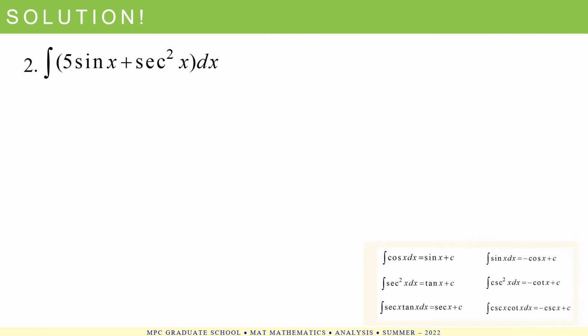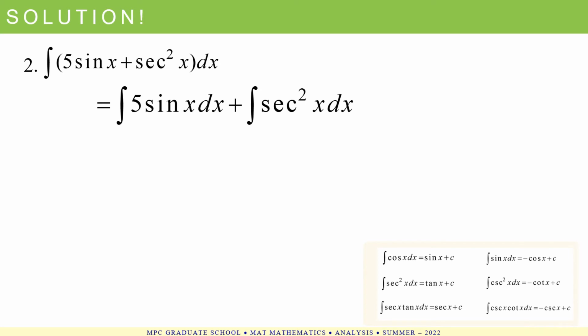Next example, the integral of the quantity 5 sine x plus secant squared x with respect to x. Applying the sum and difference rule of integration, we can take their integrals separately. So we have the integral of 5 sine x with respect to x plus the integral of secant squared x with respect to x. Again, there's a constant multiplied in our function, so we can apply the constant multiple rule here.